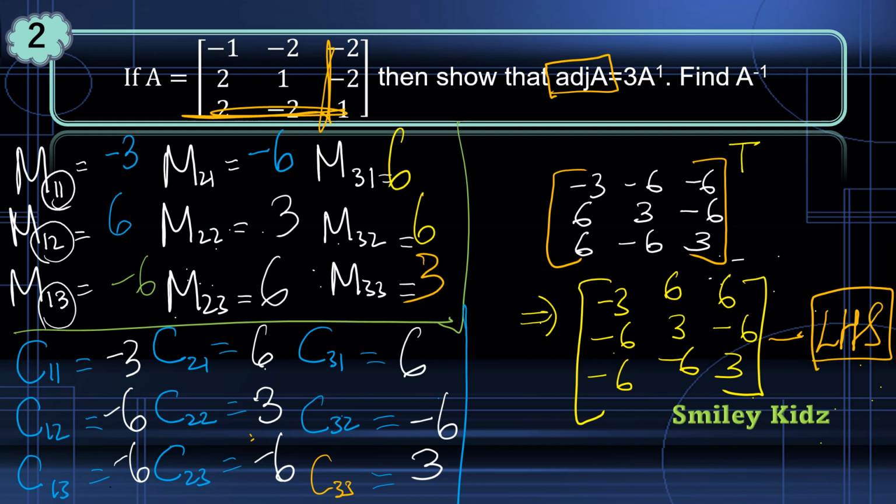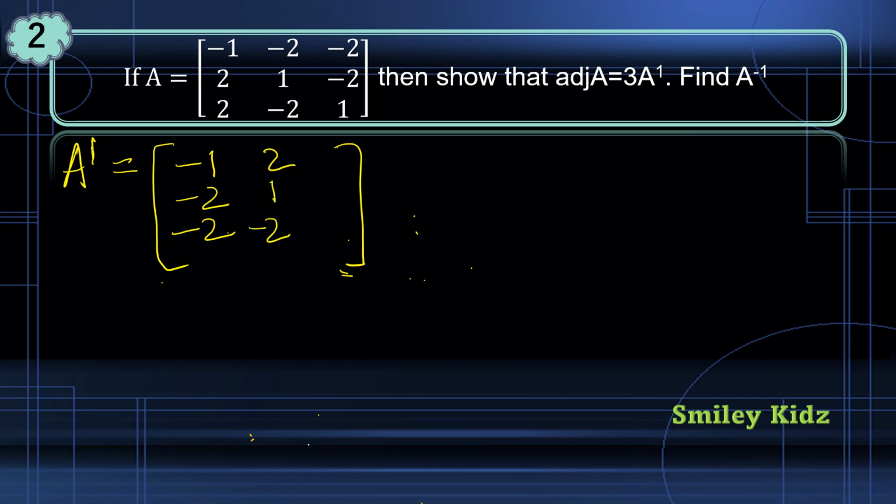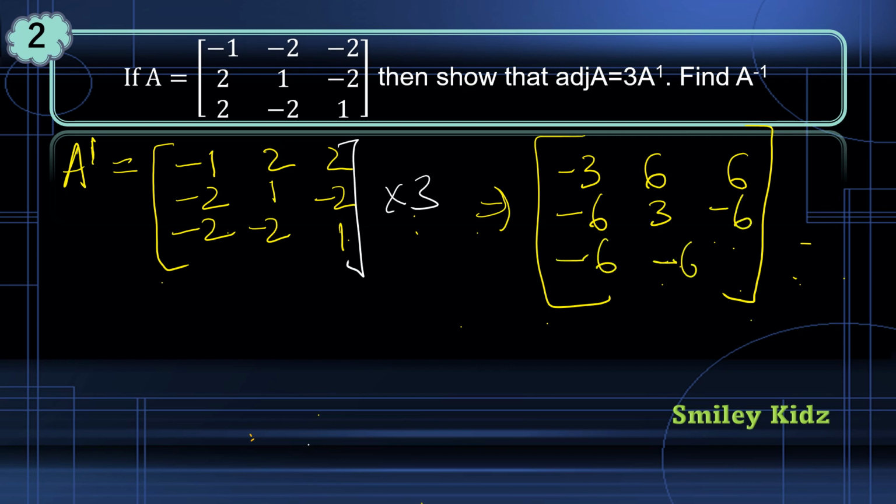Now let's find out the RHS, that is 3 times A transpose. Let's quickly find that out. Now what is A transpose over here? Let me build the A transpose table. Minus 1, minus 2, minus 2, 2, 1, minus 2, 2, minus 2, 1. This is our A transpose. Now I should multiply 3 with this transpose. Alright. Now what is that going to be equal to? Every element in this matrix must be multiplied with 3. Let us quickly do that. 3 times minus 1, minus 3, we have 6, 6, and then it's going to be minus 6, 3, minus 6, minus 6, minus 6, 3.